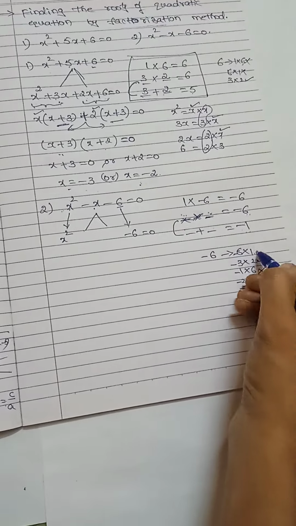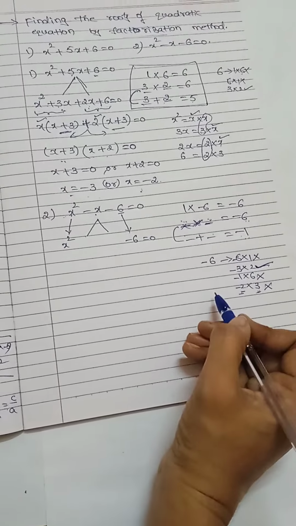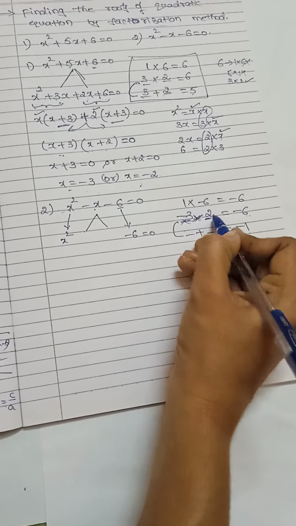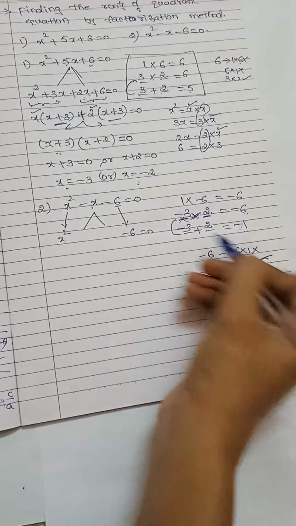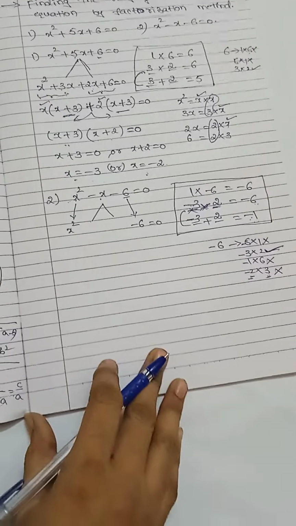This pair also we should not take. This pair also we should not take. This is the correct one. So minus 3 into 2 equal to minus 6. Minus 3 plus 2 is minus 1. So we have to check the possibilities in such a way.